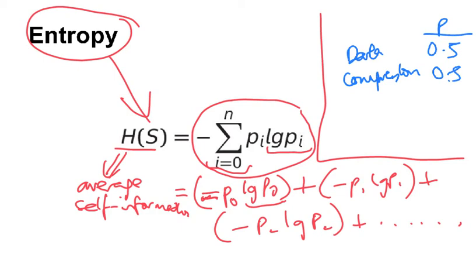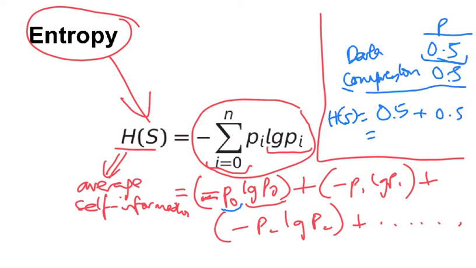Now, what is the entropy for this? The entropy is Hs equals, what's the self-information for data, which has a probability of 0.5? We have seen this calculation before. It equals 1. Can you see this? We have to multiply with the probability, so 0.5 times the self-information, which is 1, so we have 0.5. And we do the same calculation for compression, so we have 0.5 as well. Altogether we have the value 1. So that is the entropy for this particular example.